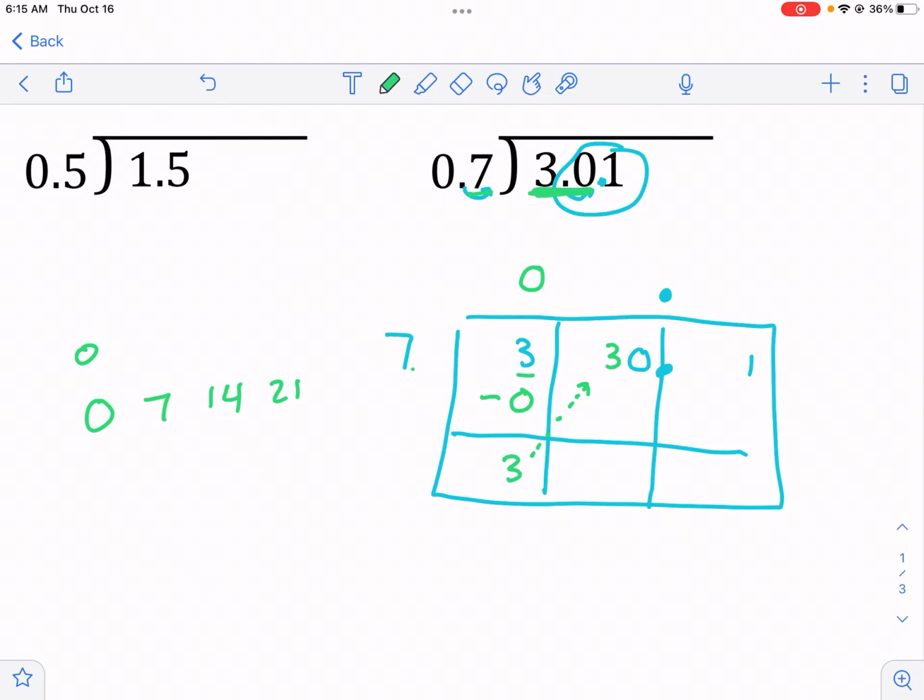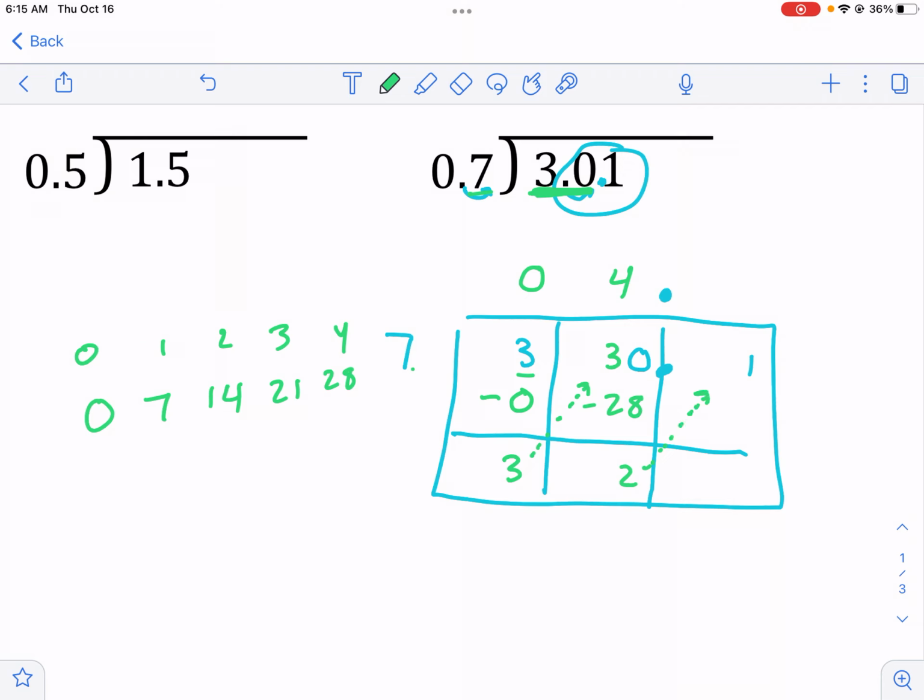So now we say, how many times does 7 go into 30? Well, that's 4 times. That's an ugly 4, let me change that. 4. So 7 times 4 gives me 28. I didn't get to it. I got close, but I didn't get exact. And my remainder is going to be 2. So I'm going to bring up this 2.